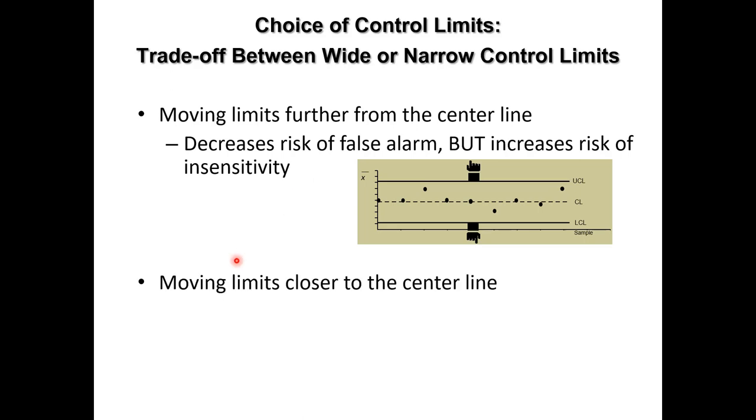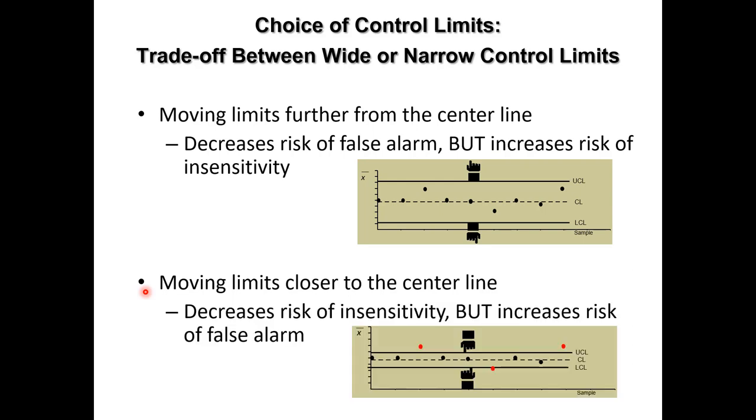Now, in the situation where your limits are closer to the center line, you will end up with narrow control limits. This situation will decrease the problem of insensitivity, but it will increase the risk of false alarm.